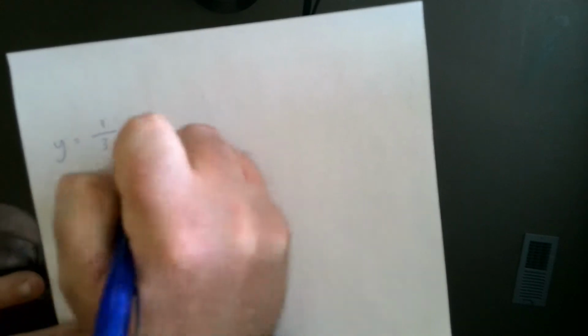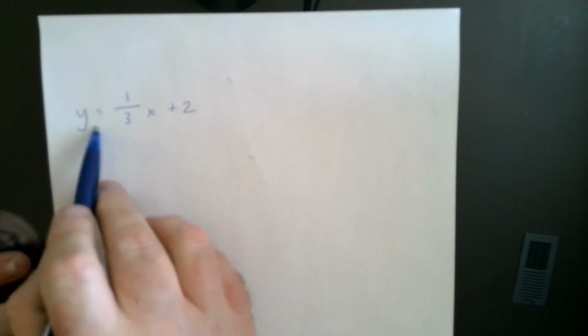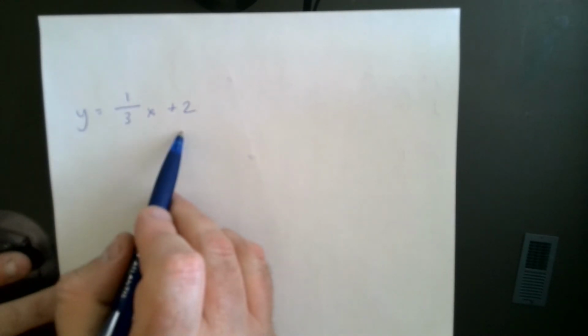And then down here, if there's not a number in front of the x, remember there is a 1 there. Okay? I lied. There's one more I want to look at real quick. Let's say you have something like this. Last one. Y equals 1/3 x plus 2.